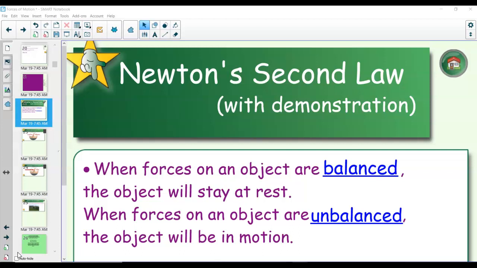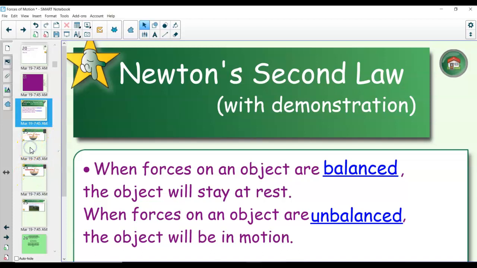So when forces on an object are balanced, the objects will be at rest. But when they're unbalanced, there's going to be motion. Think about a balanced scale. When it's balanced, there is no movement. When it's unbalanced, there is movement.